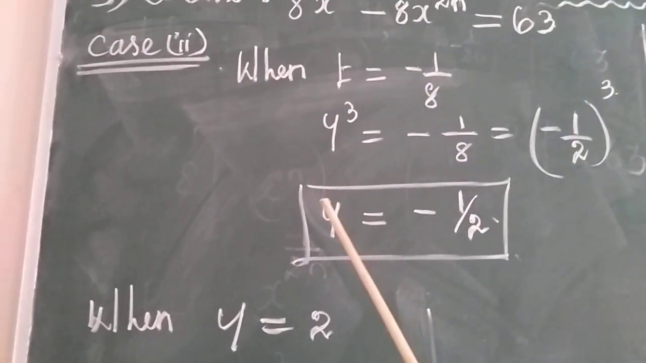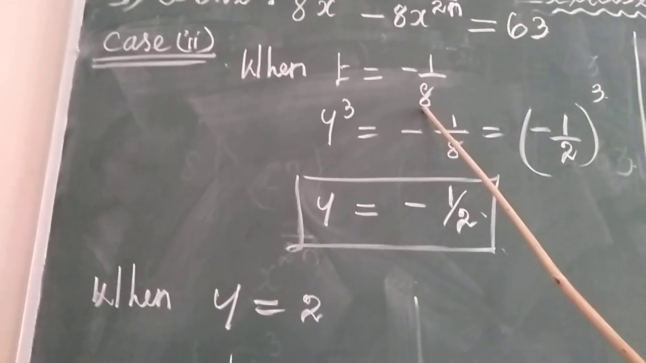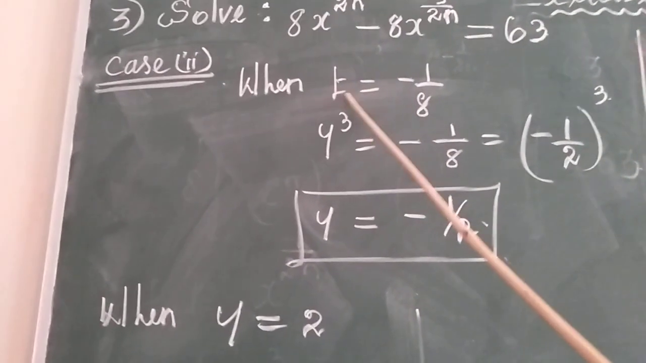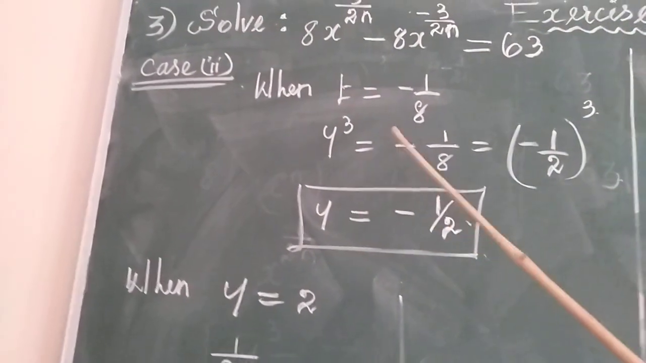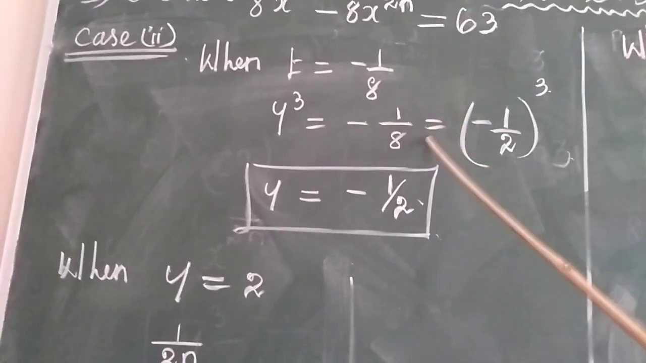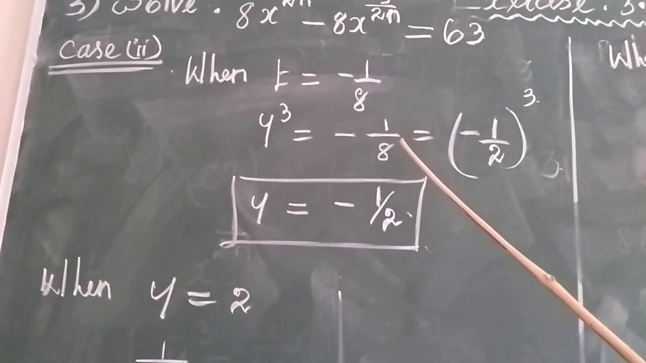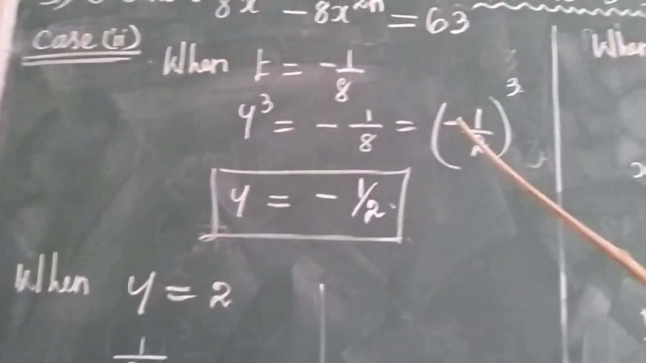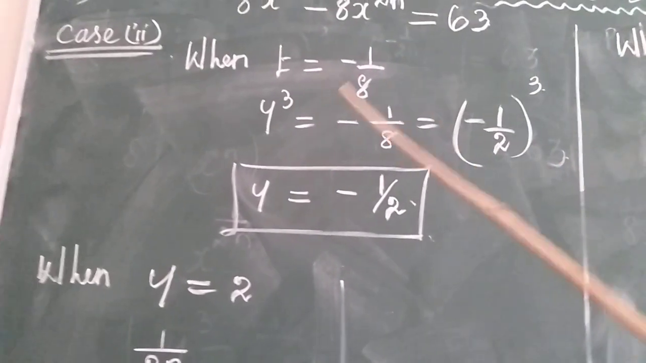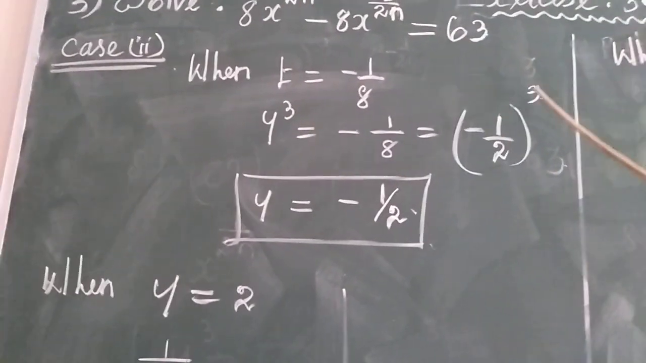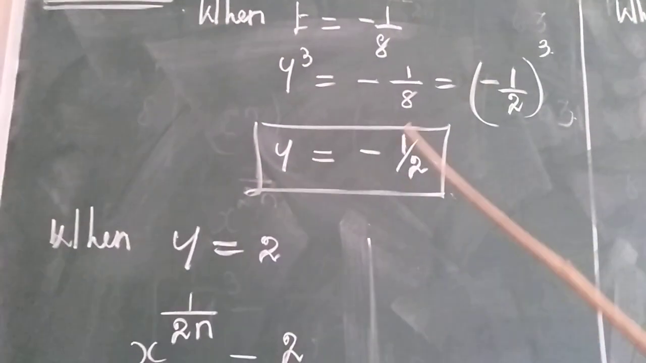In case 2, we are taking when t is equal to minus 1 by 8. Now in the place of t, we are replacing y cube. Now y cube is equal to minus 1 by 8. Since this is in cube form, we can write this also in cube form, so it will become minus 1 by 2 the whole cube. Now the power 3 and this power 3 will be cancelled. The value of y is equal to minus 1 by 2.